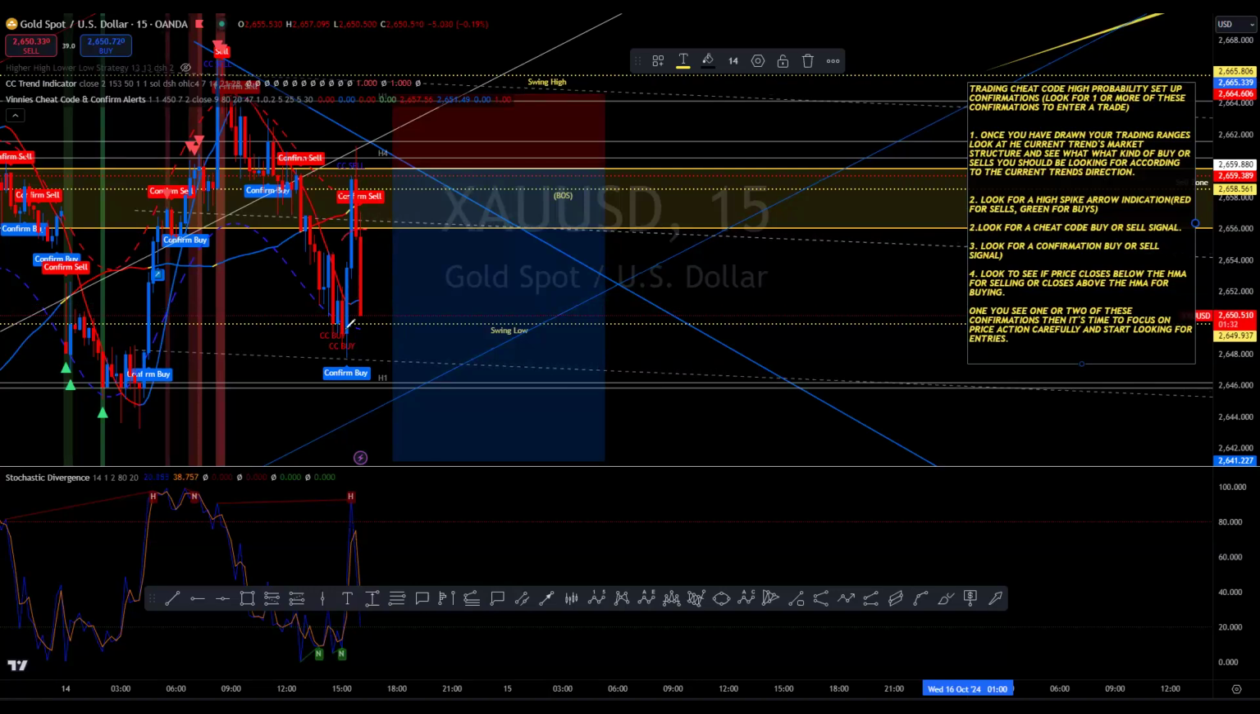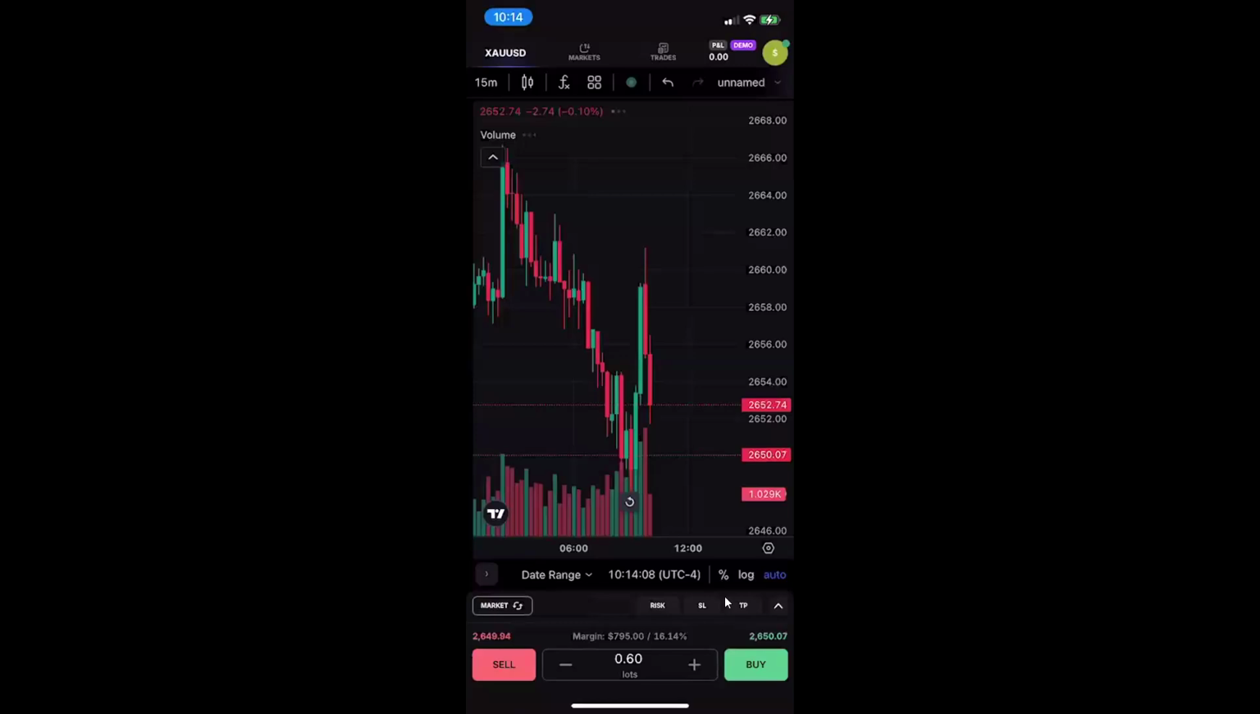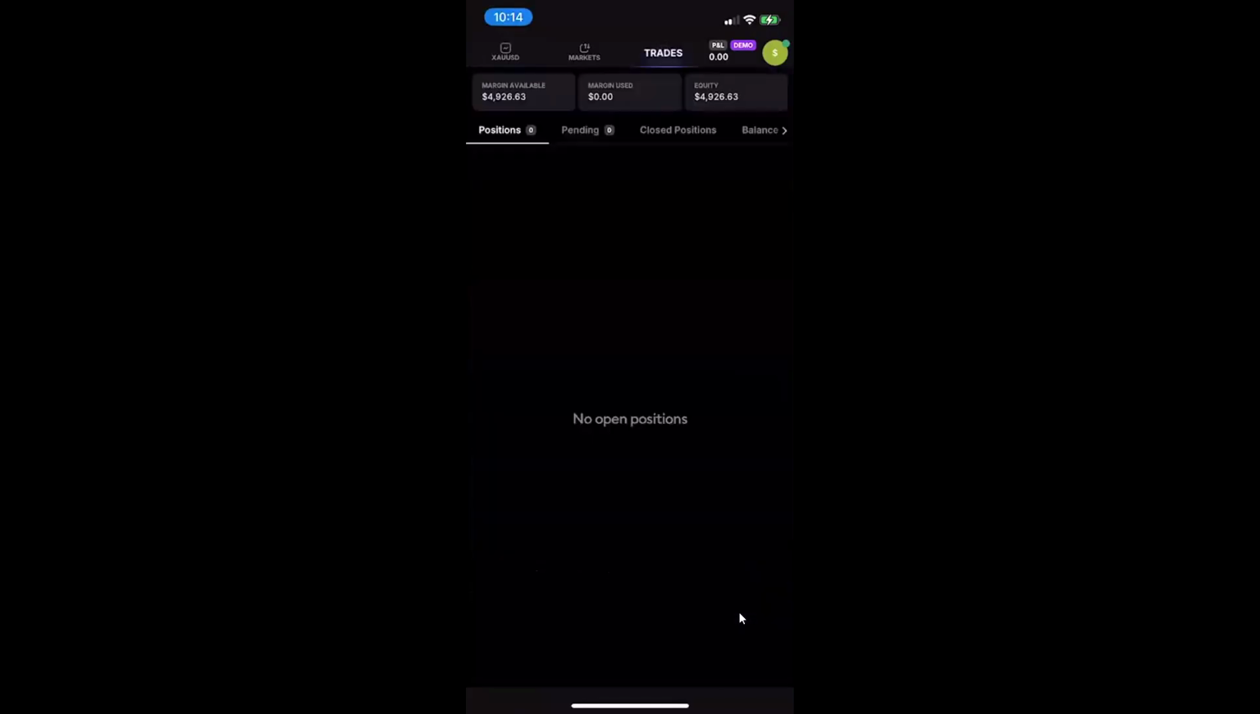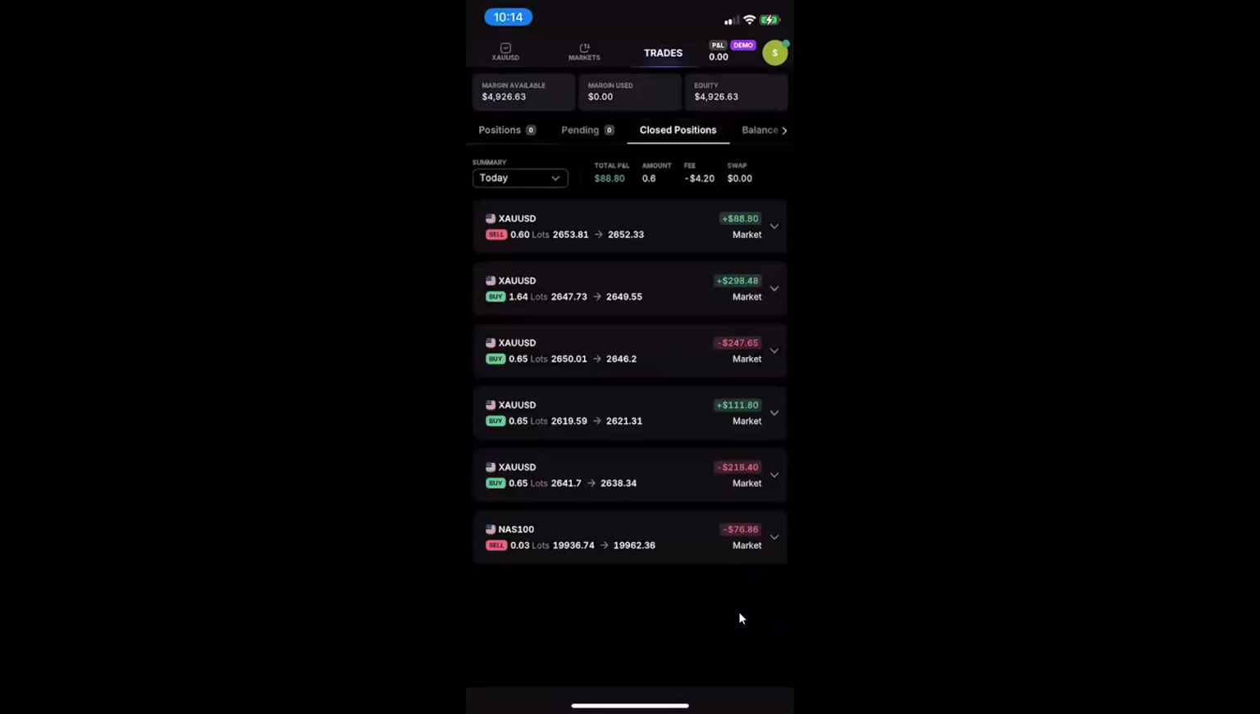Okay. And you can see that price is still trending down. So I'm definitely going to be doing a back testing session on this. It's still going down. So let me go ahead and share my results with you through the phone, and then we'll wrap this up. As you can see, we're inside the TradeLocker app. So let me go to my trades here, close positions, and you can see that I made an $88 profit for today.